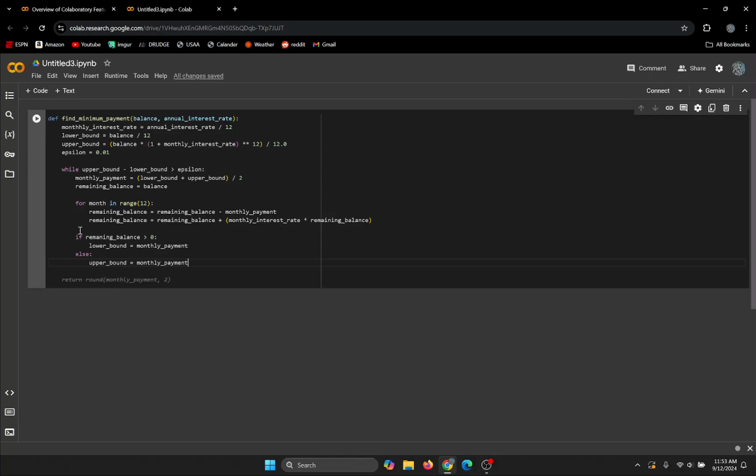So this checks if the remaining balance is greater than 0, and if that's the case, then the lower bound is set to monthly payment, meaning that we're close. It might not be right yet, but we're close. At least we didn't go negative, because if else, then the upper bound, whatever we have it set at in this iteration of the loop, is going to be considered the monthly payment.